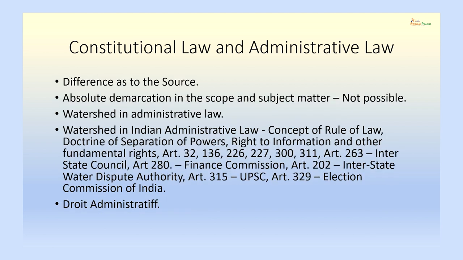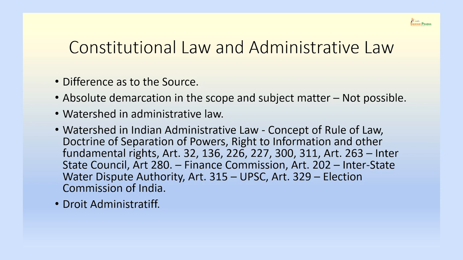We can also see the difference between administrative law and constitutional law as to their sources. The source of constitutional law is the constitution itself, whereas the source of administrative law is statutory law, precedents, etc. The source of constitutional law is only the constitution and constitutional conventions, or those fundamental and illustrious precedents wherein the interpretation of any relevant provision of the constitution is made. But the source of administrative law is statutory law. The source of administrative law may also be administrative directions, etc.